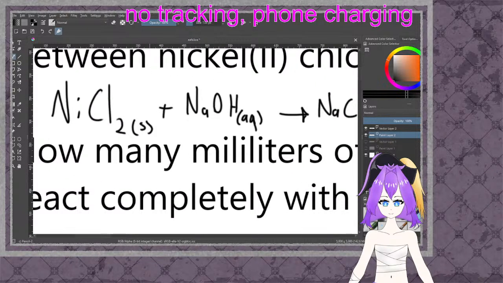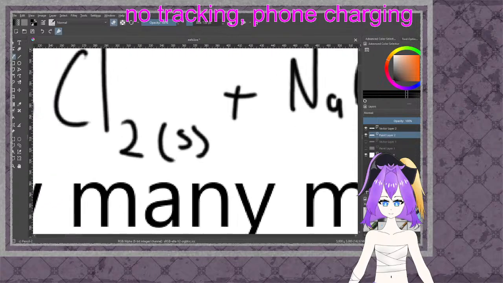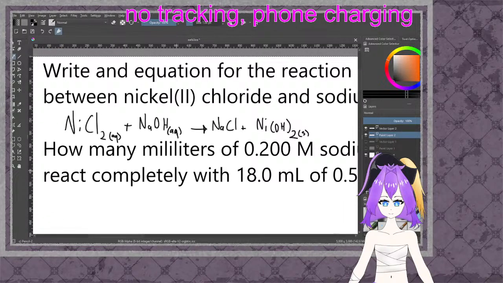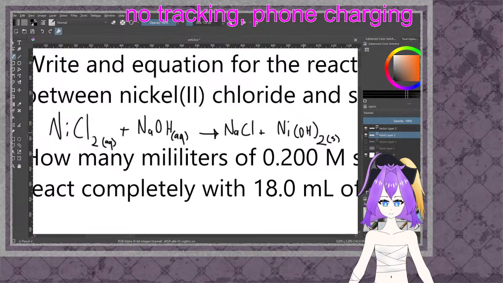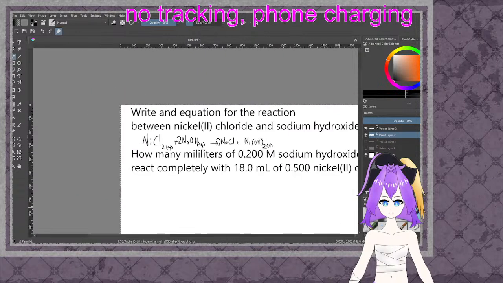Right, chloride. It is soluble with this, so this is actually aqueous. Then hydroxide is not soluble in nickel. Right, so just balance this out. We have 2 hydroxides. We want 2 over here and 2 over here, and this balances.